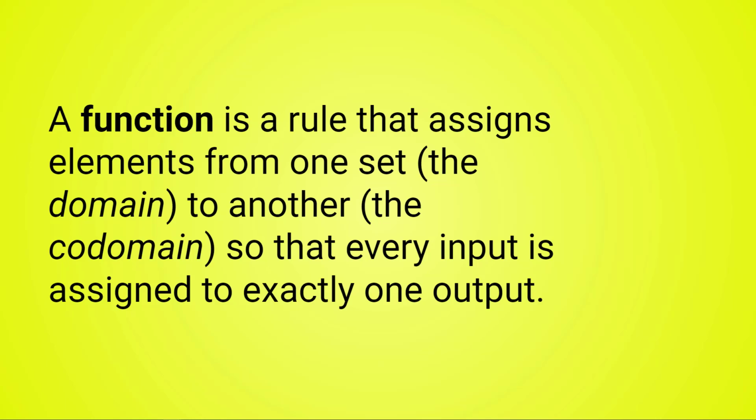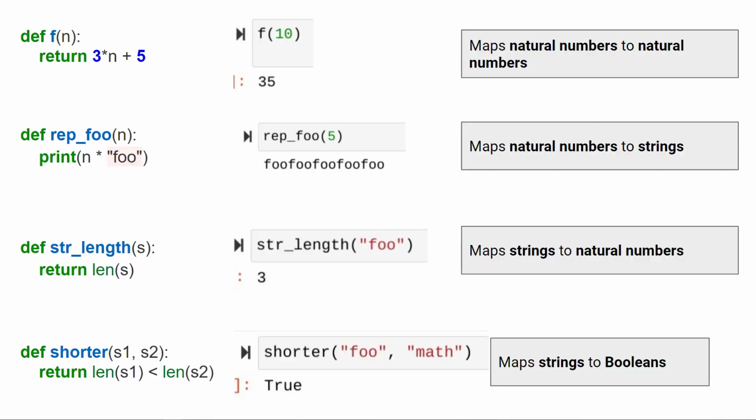All of the Python functions we just saw fit this definition. In the first one, the domain and codomain are both the set of natural numbers, and the rule is this mathematical function that you see in code. In the second, the domain is the set of natural numbers, and the codomain is the set of all strings. In the third, the domain is the set of strings, and the codomain is the set of natural numbers. And in the last one, the domain is the set of all pairs of strings, and the codomain is the two-element set {true, false}.